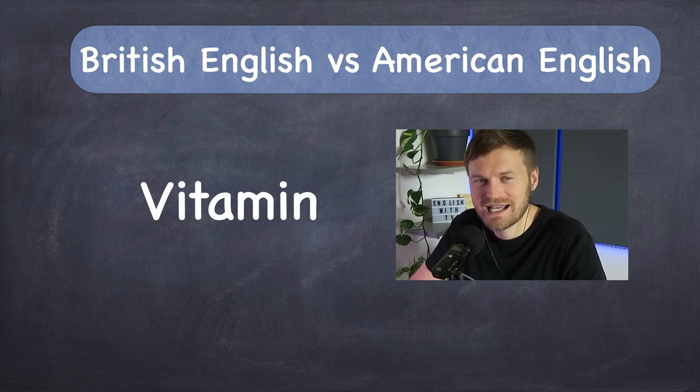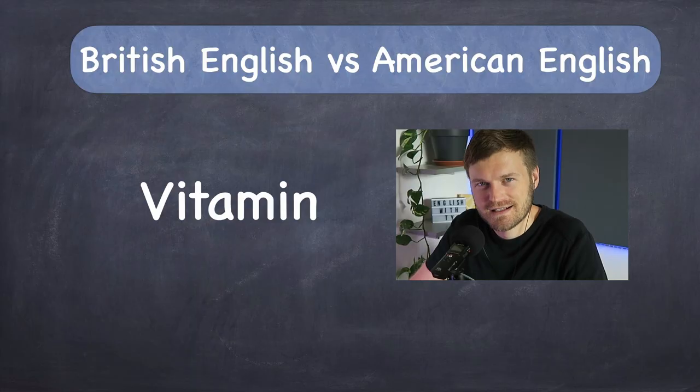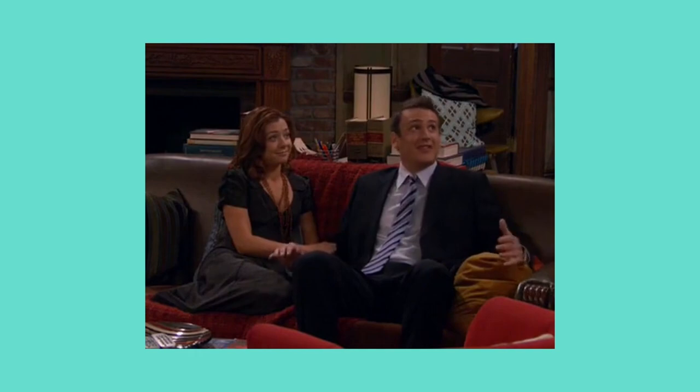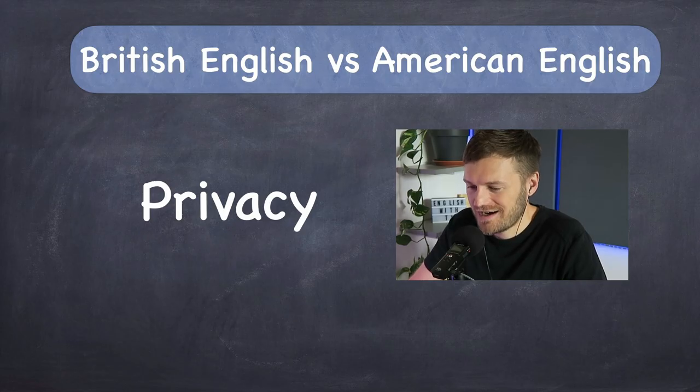So vitamin and vitamin. Here's an example for you of the British English pronunciation. My vitamin bullshit. Here's an example for you of the American English pronunciation. It's got vitamin A, vitamin D. The next word is spelled P-R-I-V-A-C-Y. And in British English, this word would be pronounced privacy. In American English, it would be privacy.